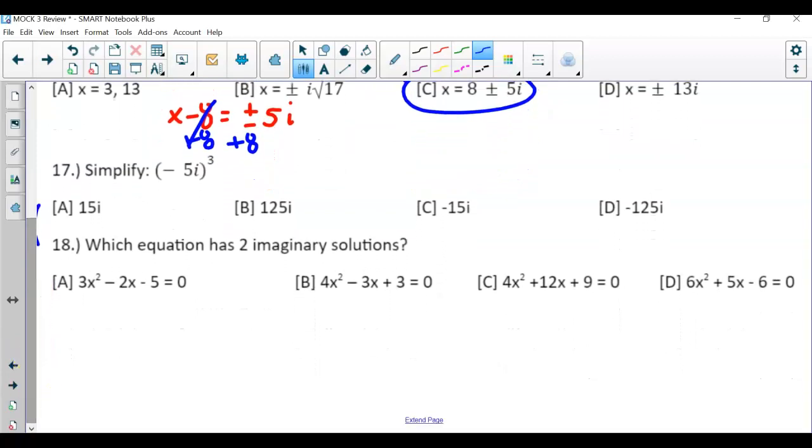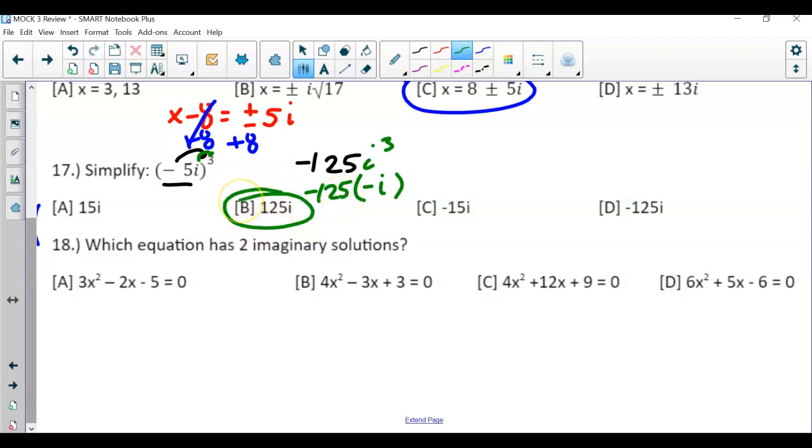Then question 17. Here we have negative 5 being raised to the third power. Negative 5 to the third power is negative 125. And i is not by itself because it's also being raised to the third power. So i to the third power. Well, i to the third power is negative i. Negative 125 times negative i, negative times a negative is a positive 125i.